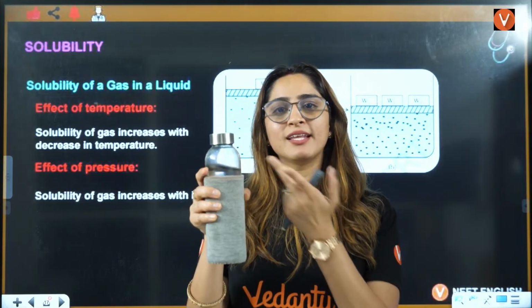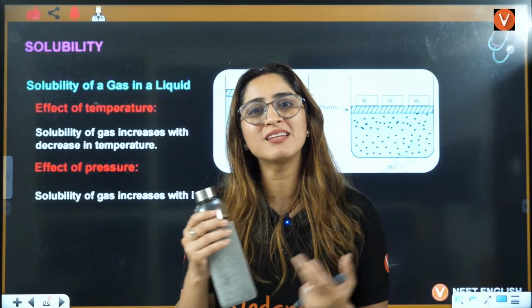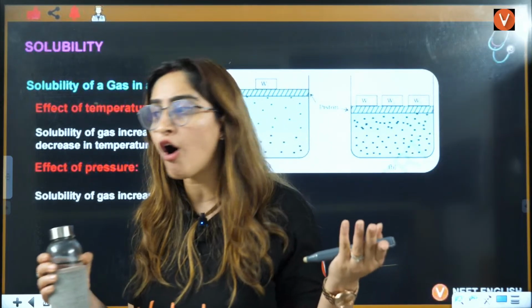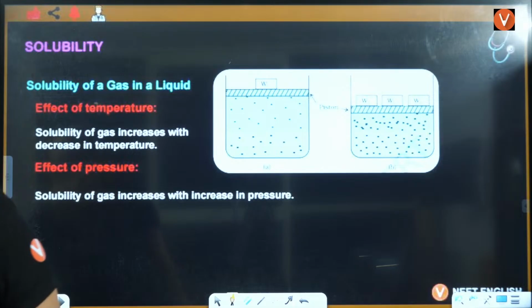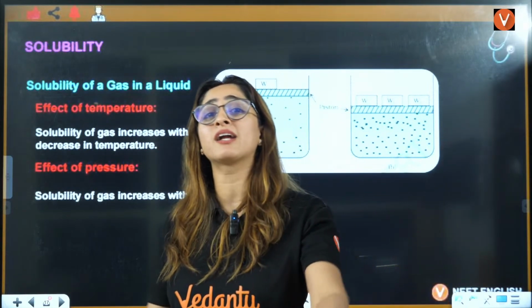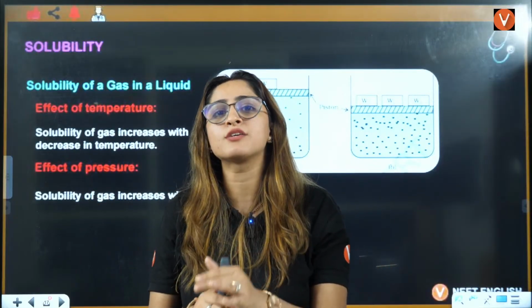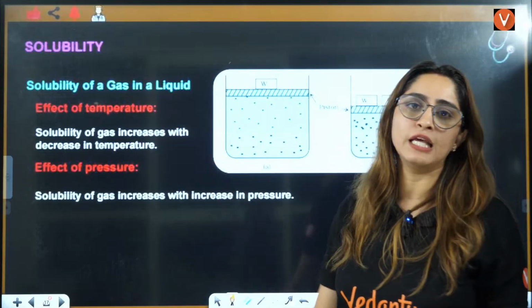Like water, nothing is happening here. What it will have is a lot of bubbles. And what are these bubbles? These bubbles are of carbon dioxide, right? So carbon dioxide is dissolved under very, very high pressure. That is called gas in liquid, right?